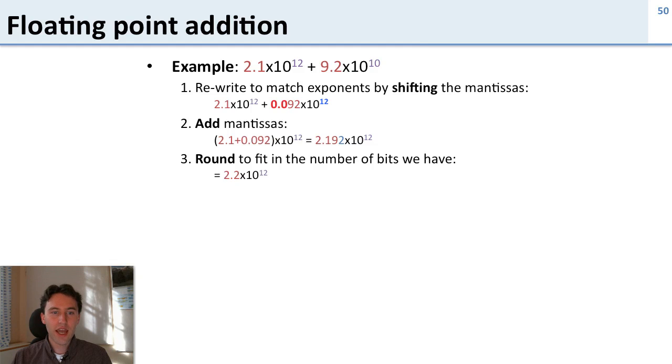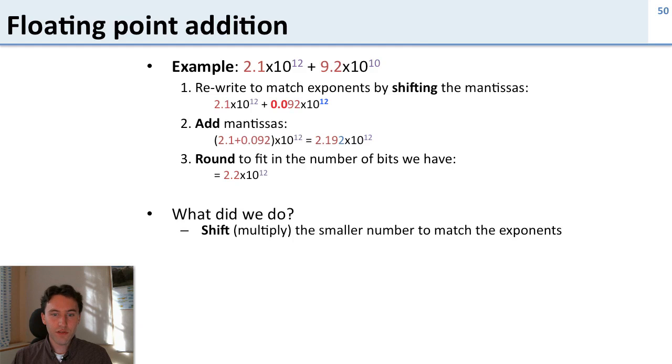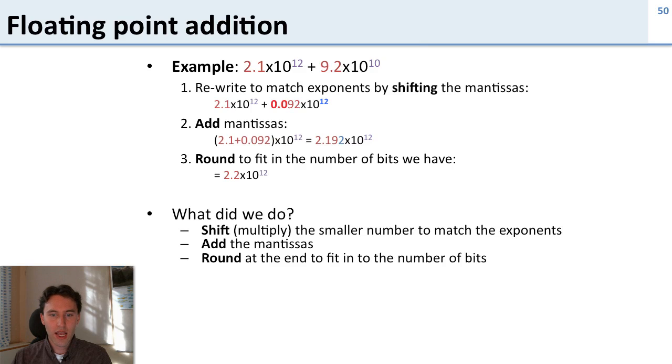But before I do that, I have to round the result. So when I round off the result, I get 2.2 times 10 to the 12th. So what did we do to do addition? We shifted, or multiplied, the smaller number so that we could match the exponents. We added the mantissas together, and then we rounded to fit into the number of bits we have.